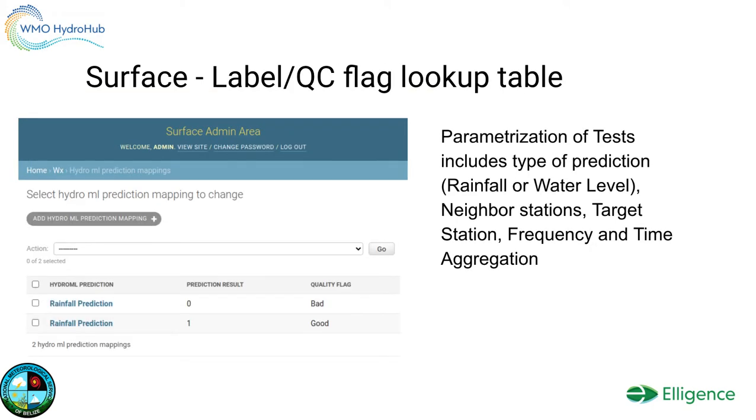Then we have information about the labels, or the quality control flags lookup table, and what that means to the HydroML and to the Surface system. The prediction basically results in zeros and ones, and this is mapped back to Surface as a flag, bad or good data.